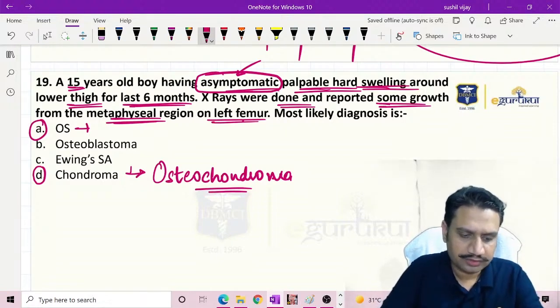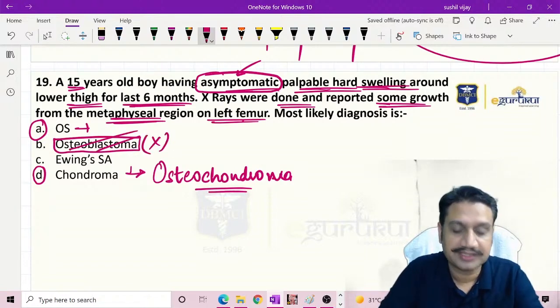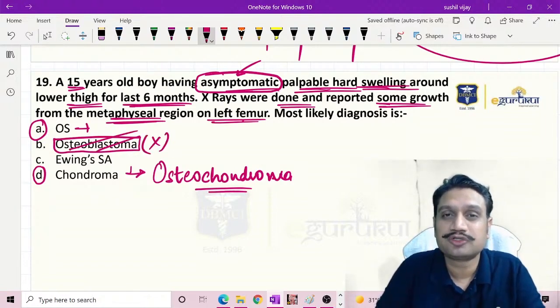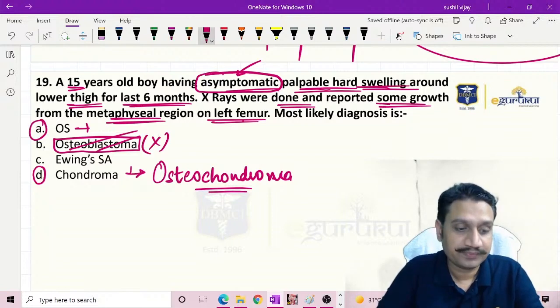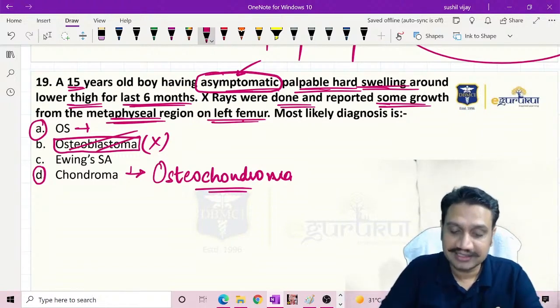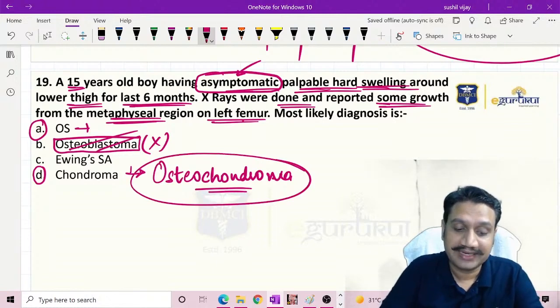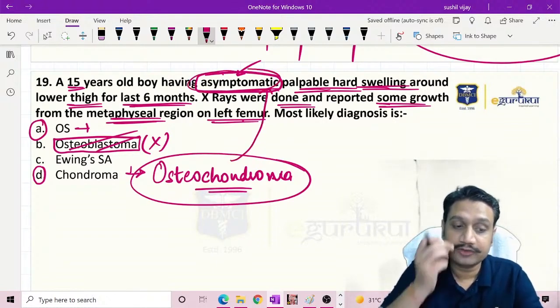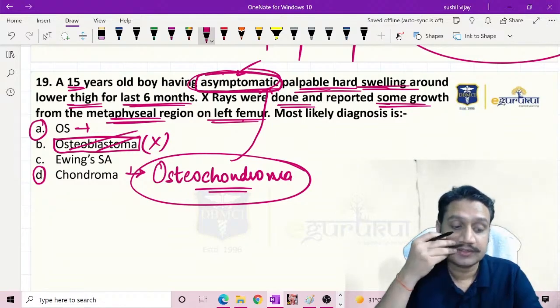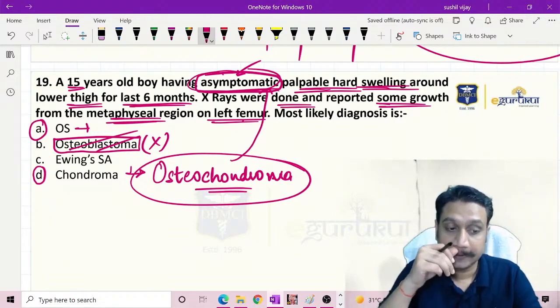Osteoblastoma? Why osteoblastoma? Did we even talk about osteoblastoma? It is never going to be asked to you. Do you agree with us on osteochondroma or are you still going for osteosarcoma? Malignancies will not be asymptomatic. Osteochondroma is a benign tumor, so it has to be asymptomatic. Do you agree with us? Yes, both of you, very good.